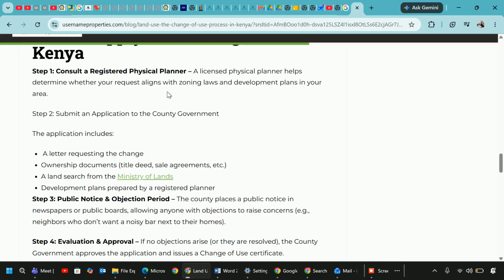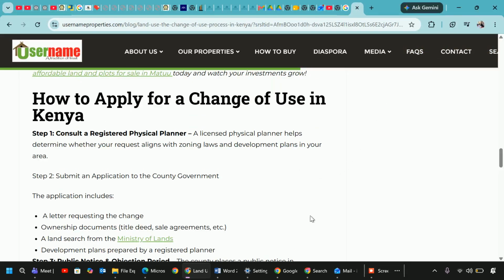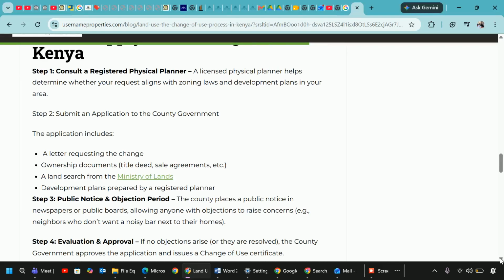Okay, this one appears to be a summary. How to apply for a change of user in Kenya. 1. Consult a registered physical planner. A licensed physical planner helps to determine whether your request aligns with zoning laws and development plans in your area.